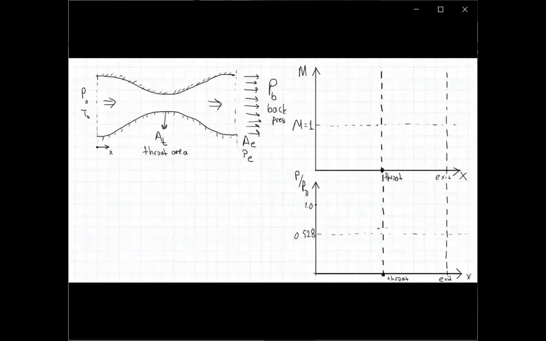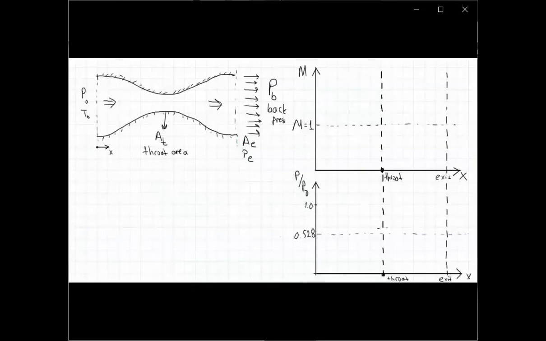In reality, this back pressure setting has dominance over what kind of flow field we will have inside the converging diverging nozzle. Normally, if there is no pressure difference, meaning the static pressure at the inlet is equal to the static pressure at the exit, of course that means there's not going to be any flow. So zero Mach number everywhere.